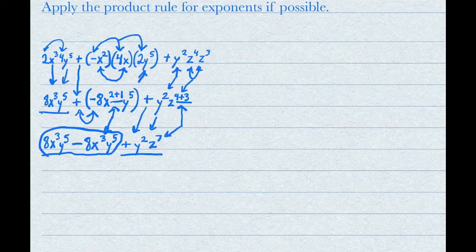Now you can move on to the part on the right. So all that's left is plus y squared times z to the 7th power. So your simplified answer is y squared times z to the 7th.